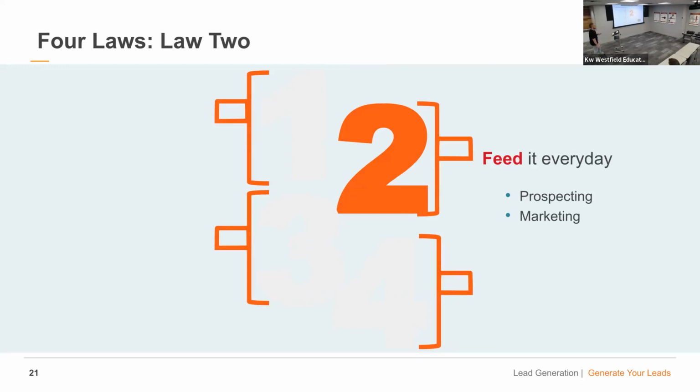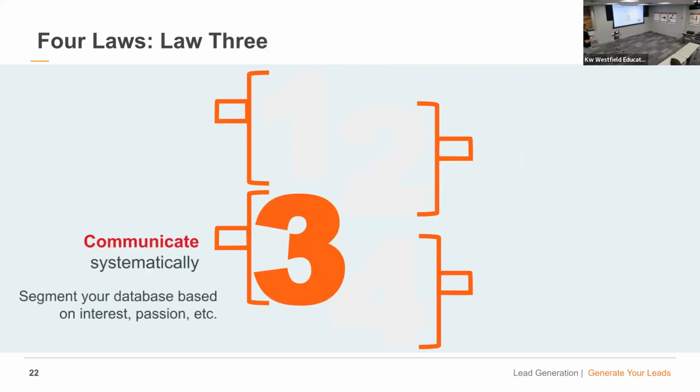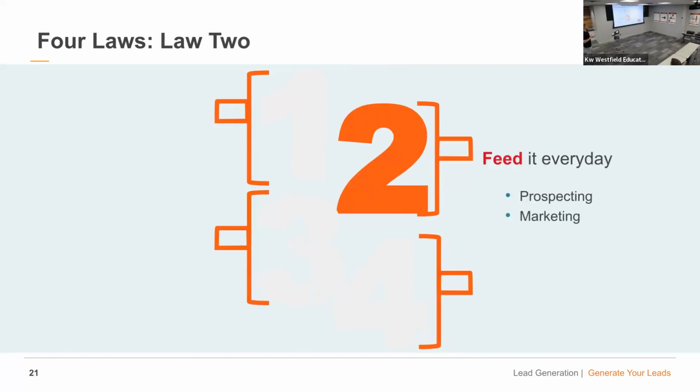We'll talk about the difference between prospecting and marketing, but these are your two tools in your toolkit for growing your database, prospecting and marketing. Again, we'll get into the difference between those here in a second. That's law 2, feed it every day. Law 3, and if I'm going too fast, you can shut me up anytime. Yeah, of course, no problem.